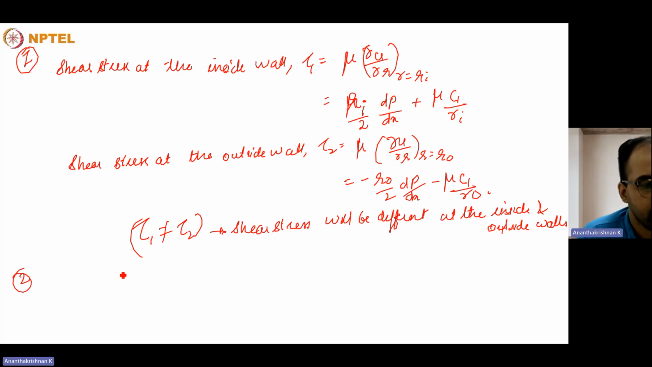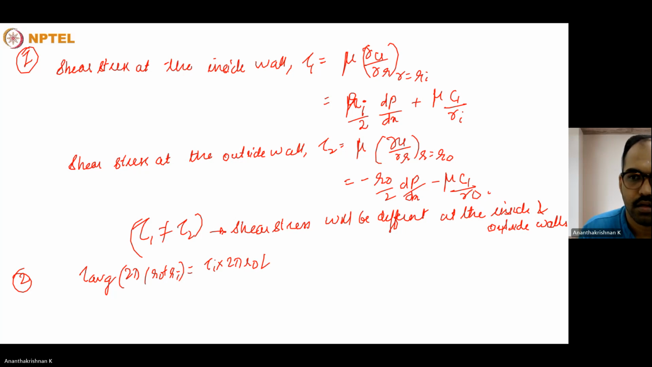we can write average shear stress: tau average into the total perimeter 2 pi into r outer plus r inner is equal to the inner shear stress multiplied by 2 pi r inner, plus the outer shear stress multiplied by 2 pi r outer. The L term will be there on both sides, so L gets cancelled.